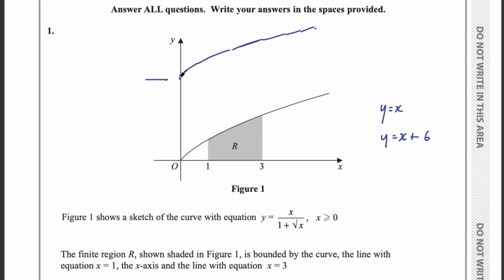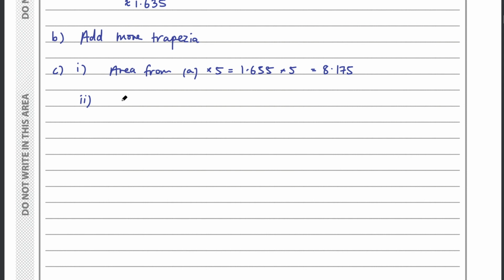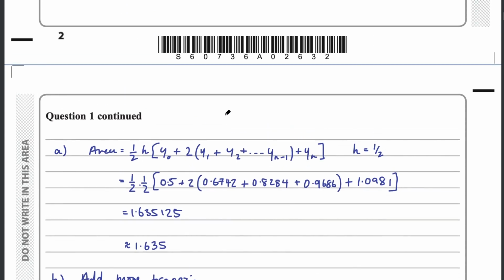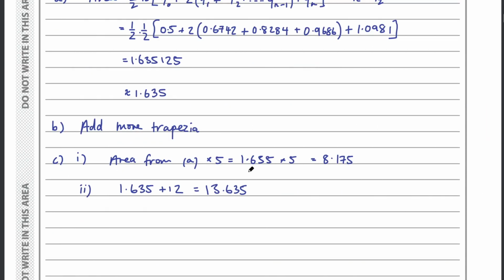So what does that do to the area? Well, let's draw a straight line at y equals 6. And what would be the area from here down to the x-axis? Well, that would be 6 times 2, right? The area of this rectangle in here would be 12. And then up here we'd have exactly the same area as R. So all we need to do is add on 12 to our answer from part A, which was the approximation of the area of R. So we're adding on 12 for part 2. So we'll do 1.635 plus 12, and that will give us 13.635. Okay, so that was part C for 2 marks and question 1 for a total of 6 marks.